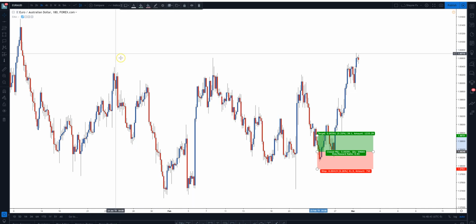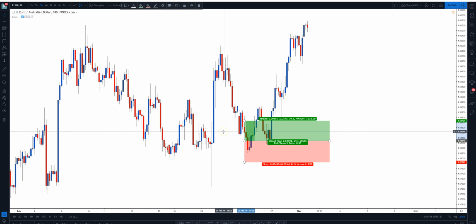Alright, so this is your trade. So is this a trade? You said TP from this one, TP from this height.